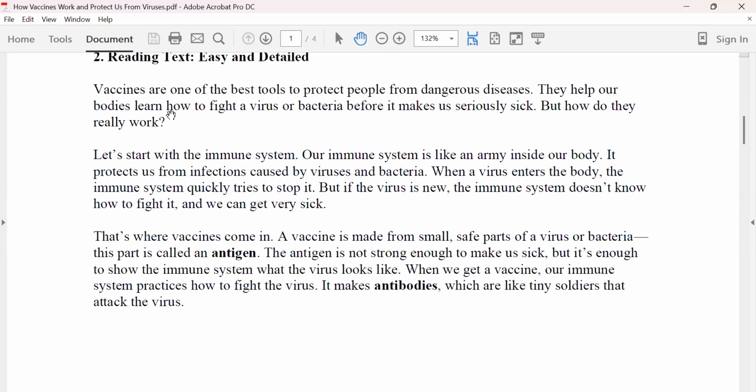That's where vaccines come in. A vaccine is made from small, safe parts of a virus or bacteria. This part is called an antigen. The antigen is not strong enough to make us sick, but it's enough to show the immune system what the virus looks like. When we get a vaccine, our immune system practices how to fight the virus. It makes antibodies, which are like tiny soldiers that attack the virus.